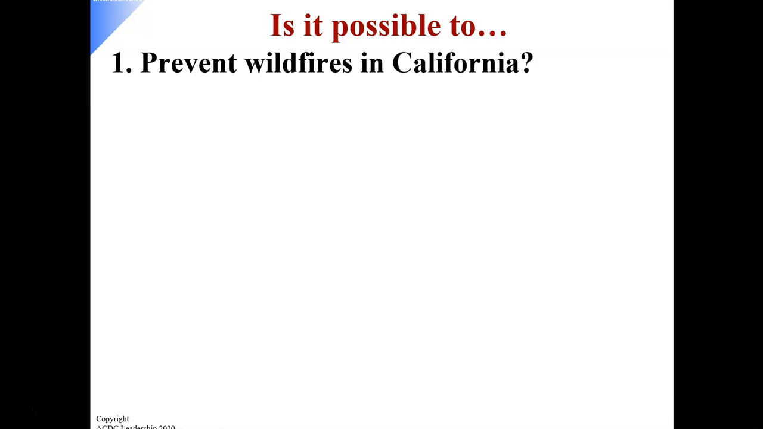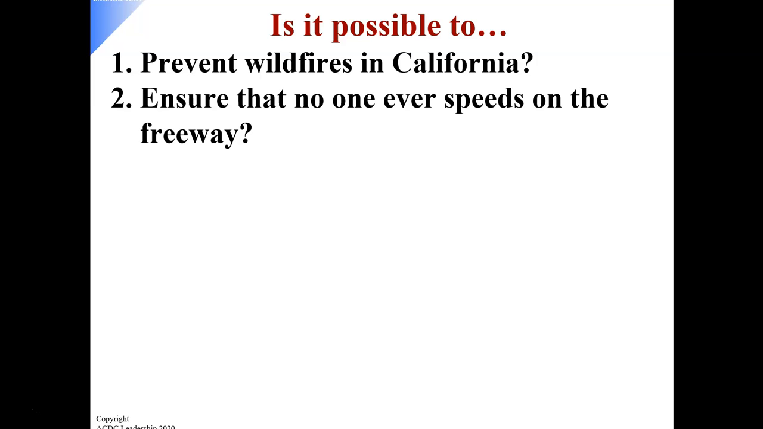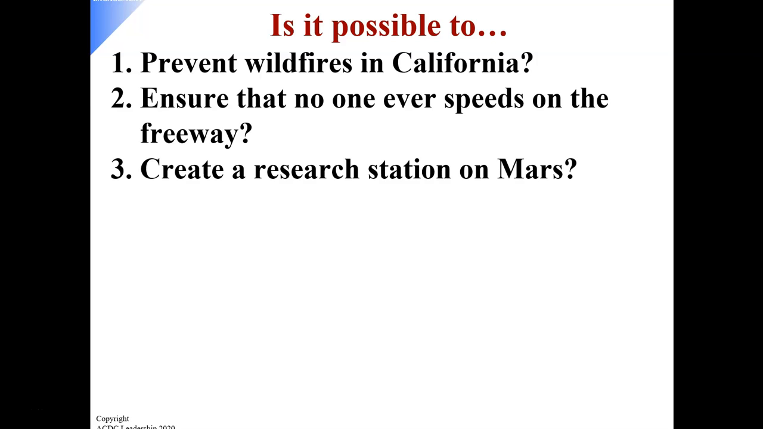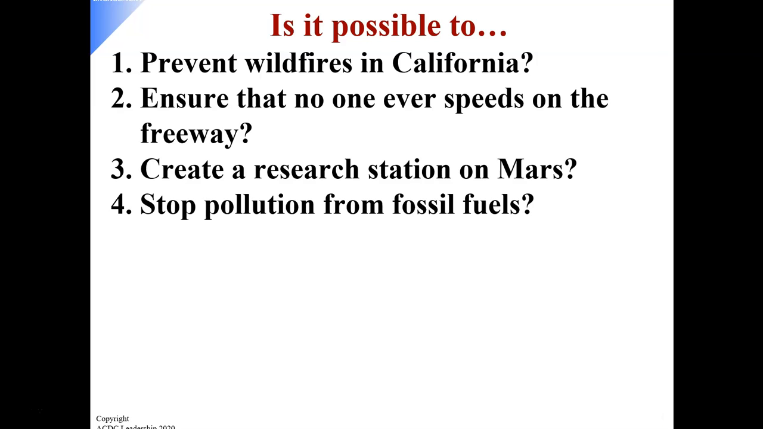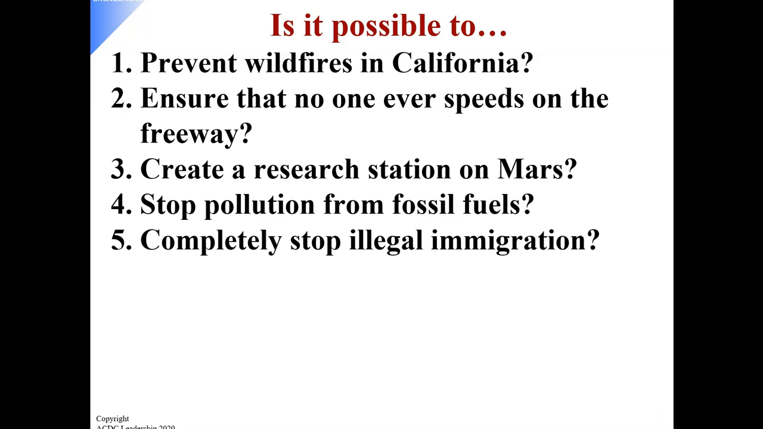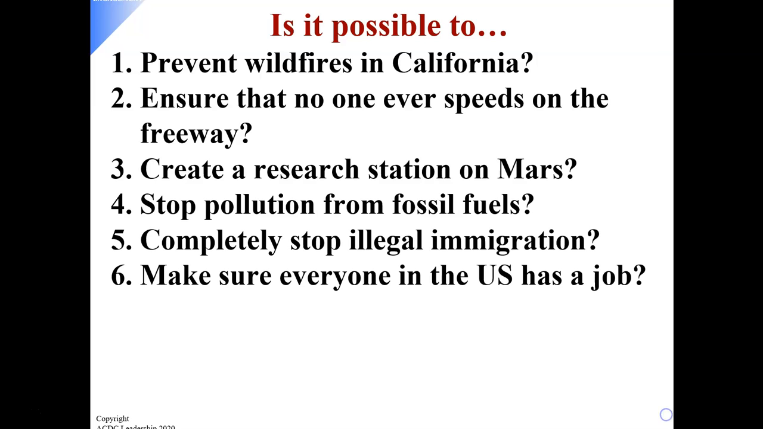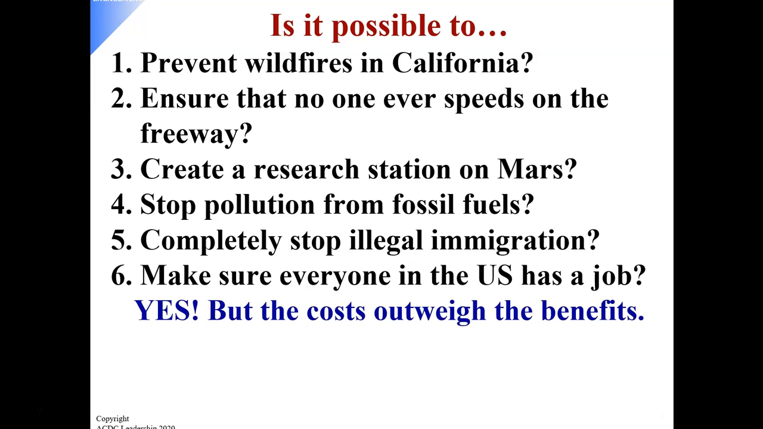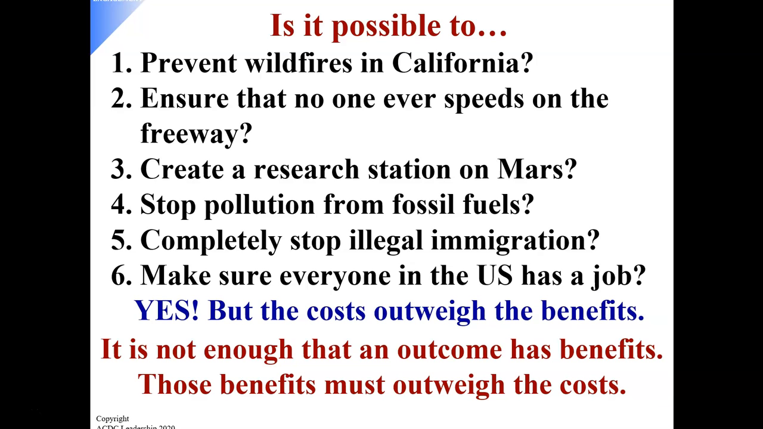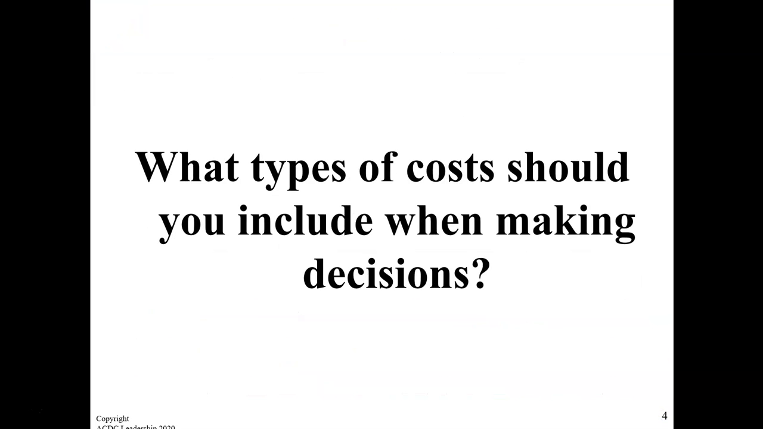Is it possible to prevent wildfires in California? Ensure that no one ever speeds on the freeway, create a research station on Mars, stop pollution from fossil fuels, completely stop illegal immigration, make sure everyone in the U.S. has a job. Yes, but the costs outweigh the benefits. It is not enough that an outcome has benefits. Those benefits must outweigh the costs. So what type of costs should you include when making a decision?